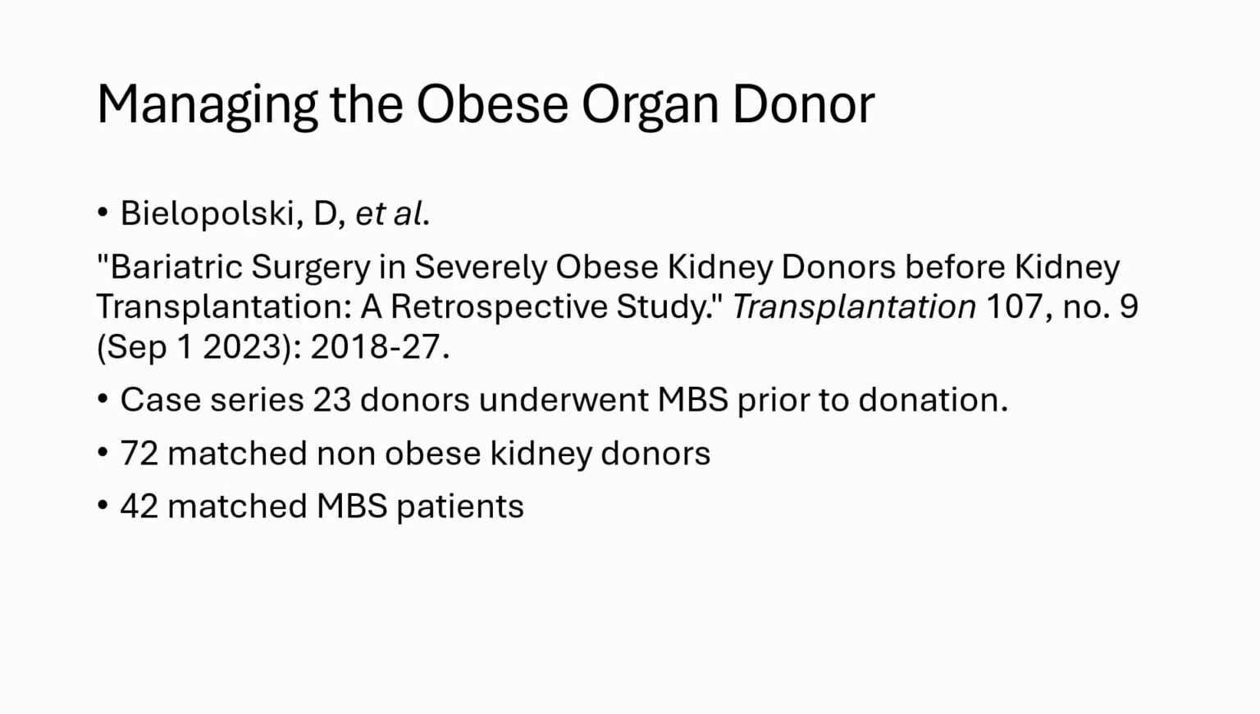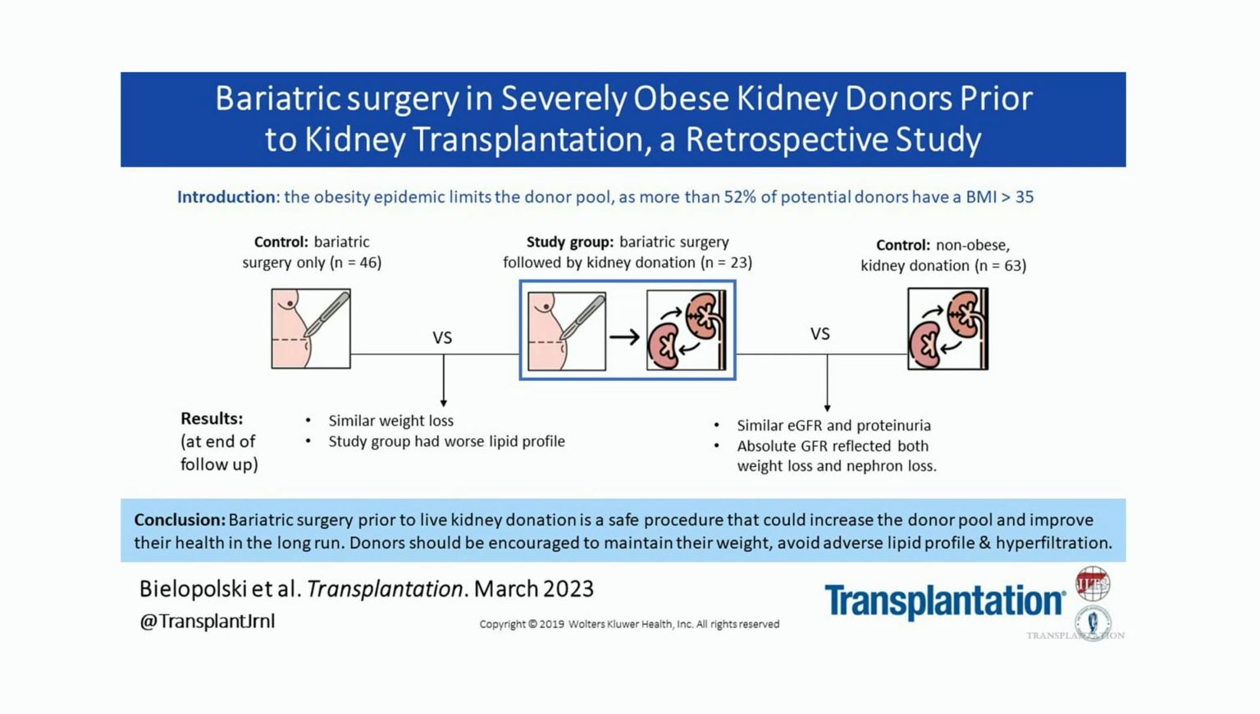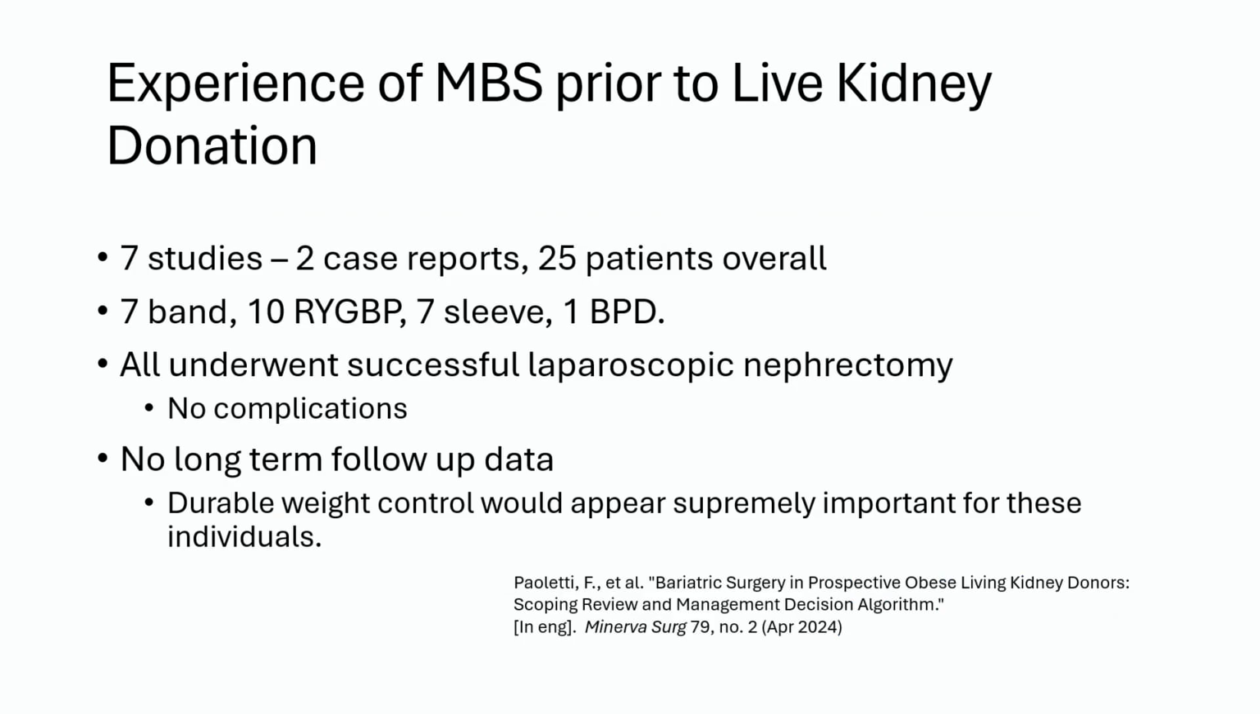There's little published data of MBS in live renal donors. Bipolsky matched 23 donors with MBS with another 72 normal donors and 42 MBS controls. They found that compared to the bariatric patients, there was similar weight loss, and the patients with one kidney had a slightly worse lipid profile. Comparing the group to normal-sized donors, they had similar outcomes for post-donation glomerular function. Paoletti from Rome had a systematic review with 7 studies, but only 25 patients overall, all successful in the short term, no complications, but of course this is a long game.